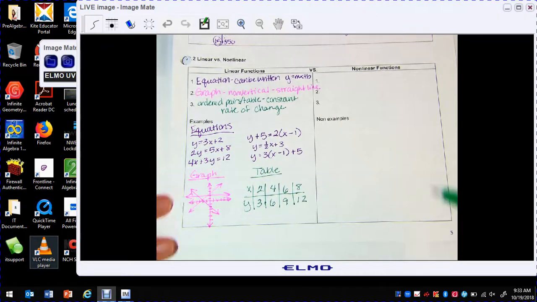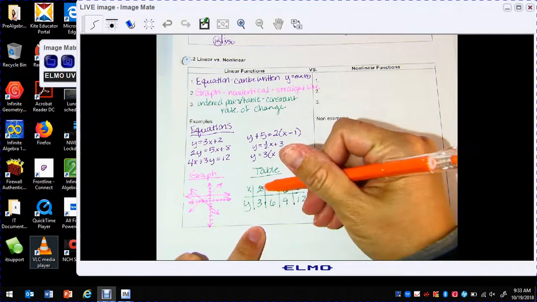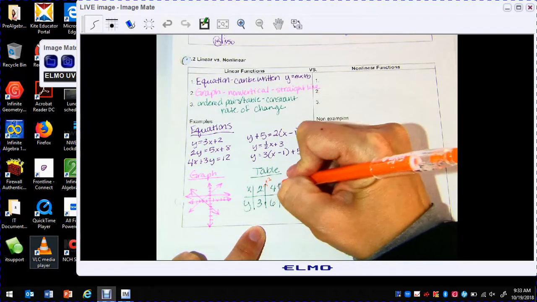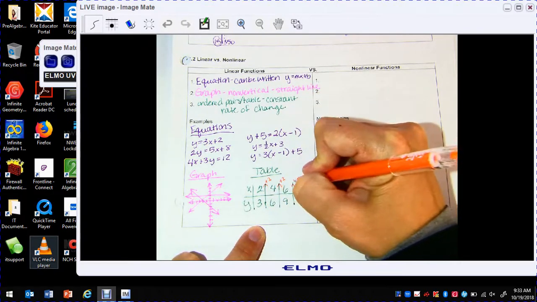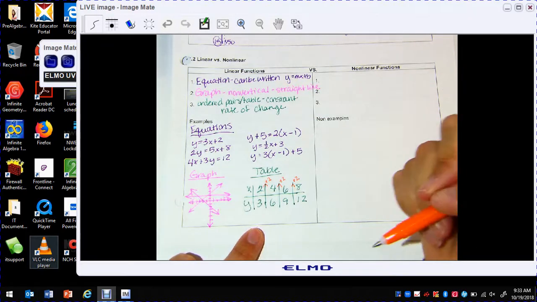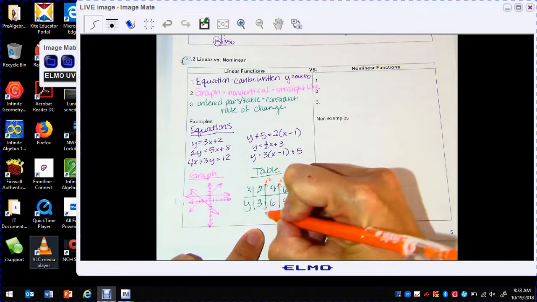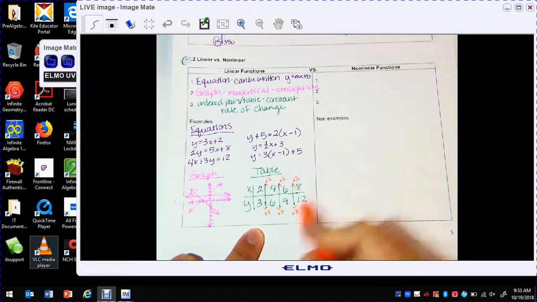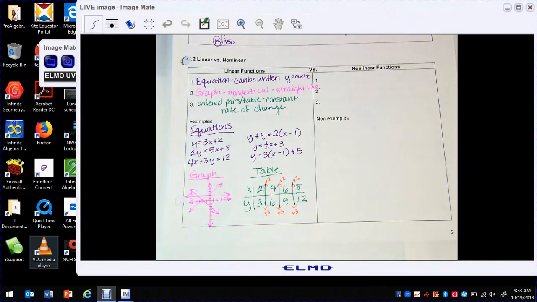Okay, to determine the constant rate of change, I am going to see what I added to this number to get to the next x. So I added 2. I added 2. I added 2. So my x's have a constant rate, but I have to make sure both x's and y's do. Okay, so I added 3, I added 3, and I added 3. Everything is constant rate of change, okay?